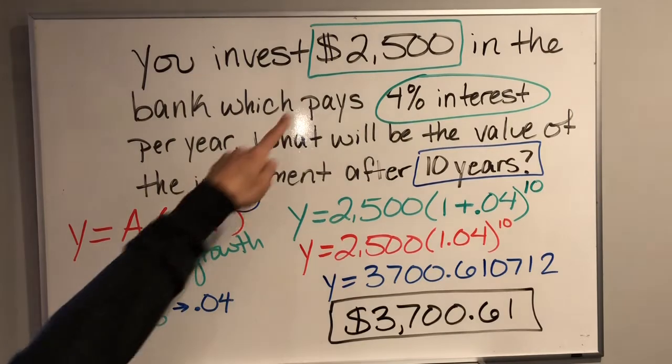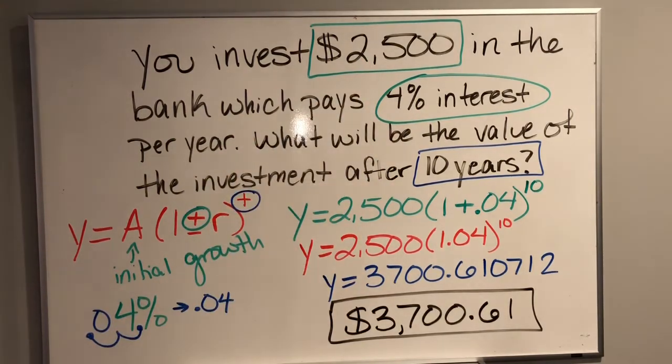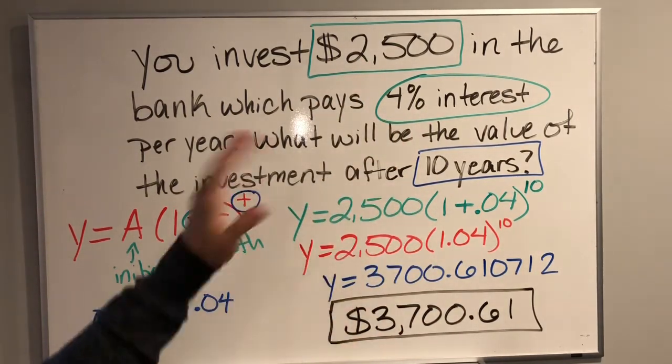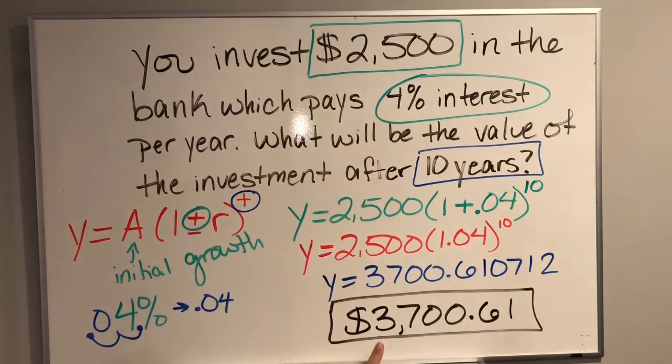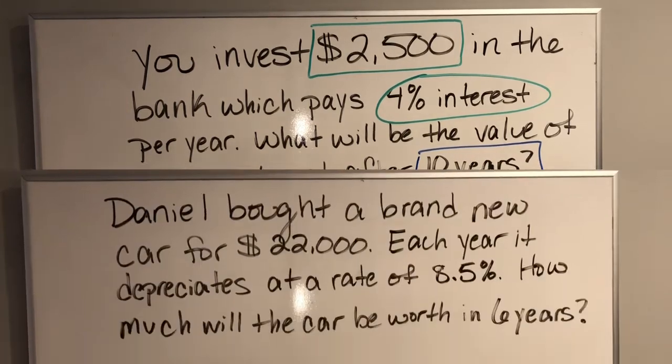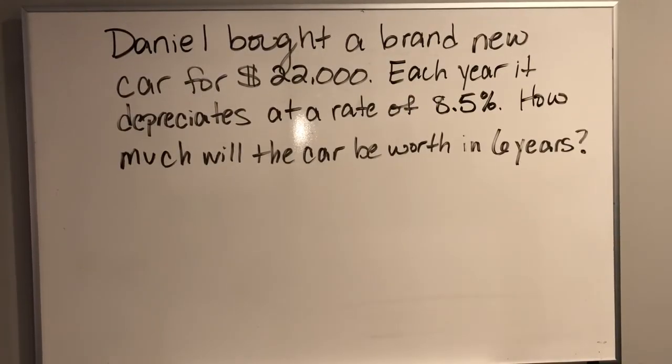So initially, with $2,500, if I have a 4% interest, after 10 years, I will have $3,700.61 in my bank account. All right, we're going to do one more problem now. So as you see, I have a new problem on the board.